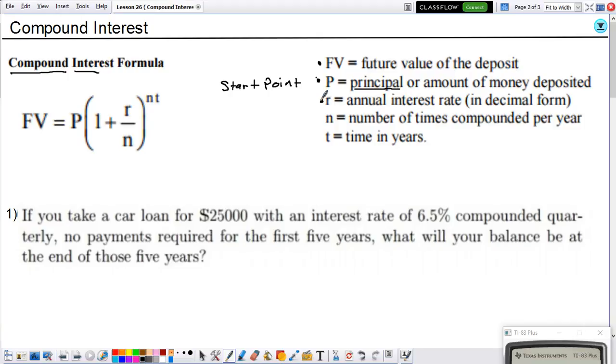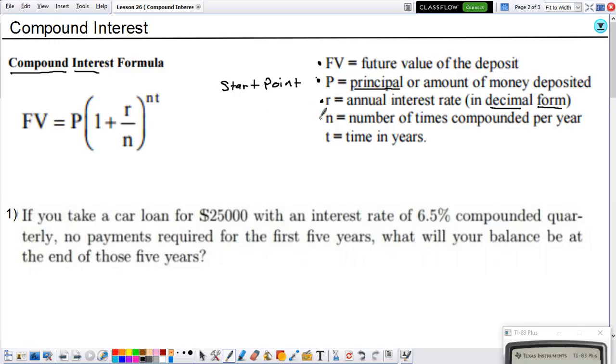R is the annual interest. Now here, there's something important that we would like to point out. When we talk about R, we need to put the value for R in decimal form. In R, we don't use percentage. We need to convert the percentage into decimal form. And now that we have the decimal form, we will plug it into the formula.